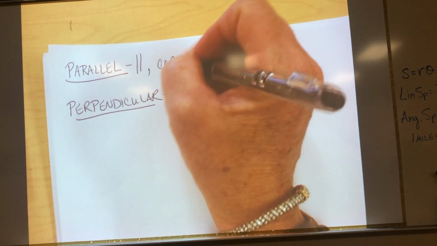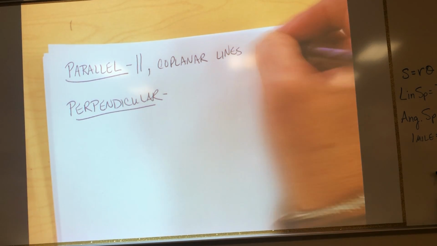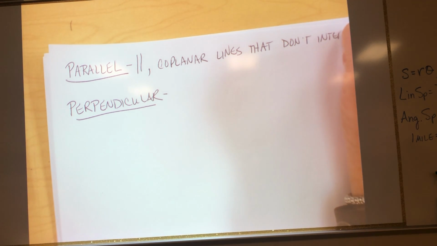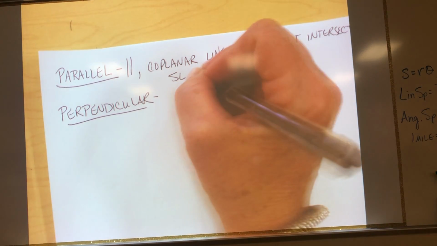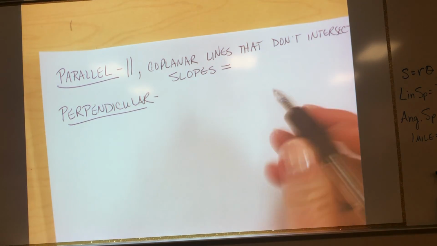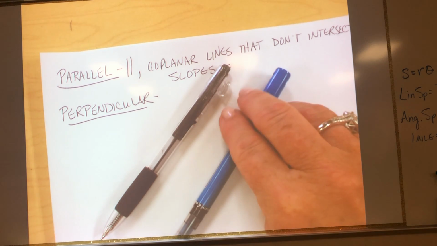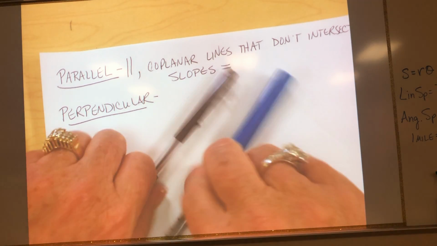Coplanar lines that don't intersect. What does intersect mean? Touch. Okay? They don't intersect. Now, tell me what you know about the slopes of parallel lines. They're the same. Yeah, their slopes have to be the same. If they're going up at the same rate, that's the only way they won't touch, okay? Then their slopes have to be the same.